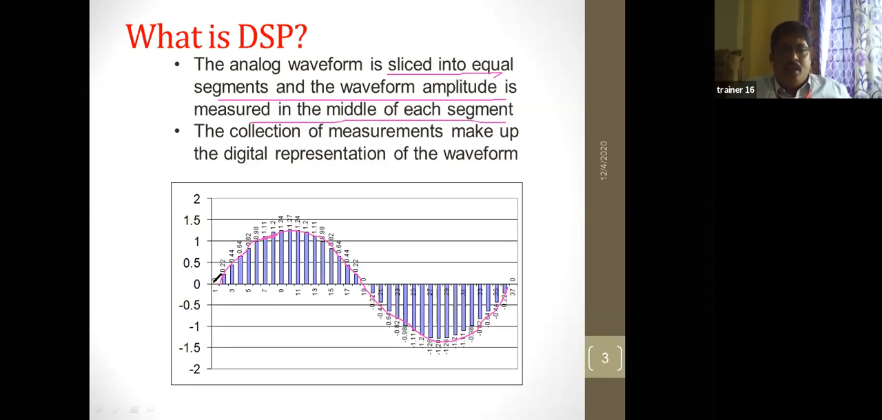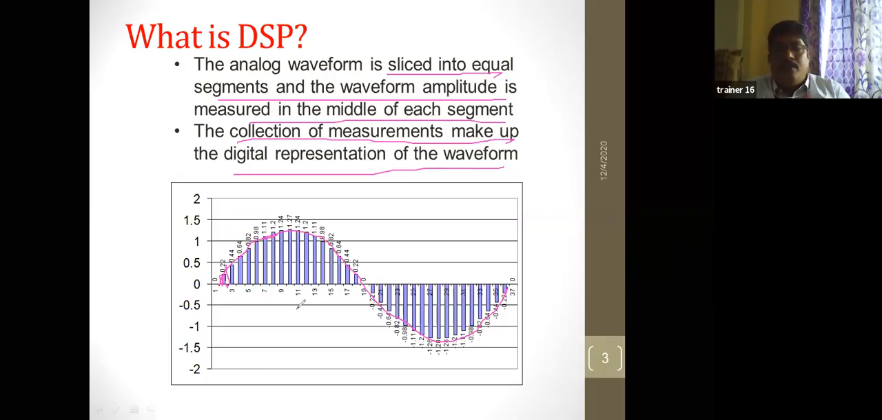You see, this analog signal is sliced into equal segments. That means the waveform has different amplitudes. See here, these small rectangles have different amplitudes, so these are the waveform amplitudes. The collection of measurements makes up the digital representation of the waveform. The collection of these segments is the digital representation of the waveform.